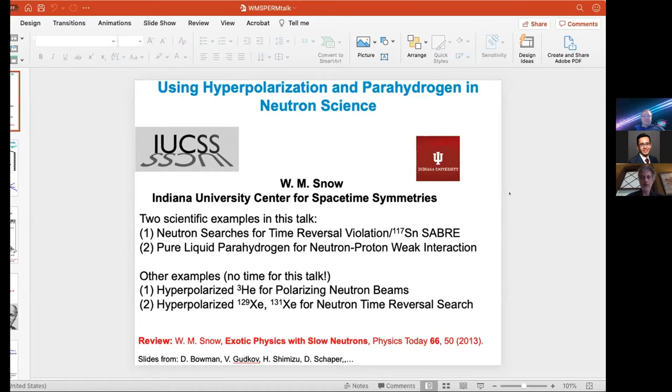for nuclear and particle physics intersect with the hyperpolarization ideas that are discussed during this meeting, both for nuclear polarization and on the end of the parahydrogen production.